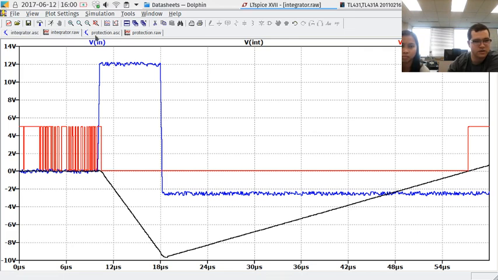That's it for the integrator. So yeah, you might mention that the integrator voltage crosses 0, it switches again. Yep, the comparator switches right there. Okay.